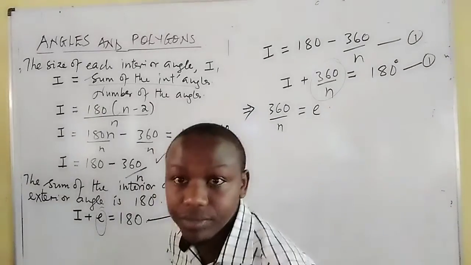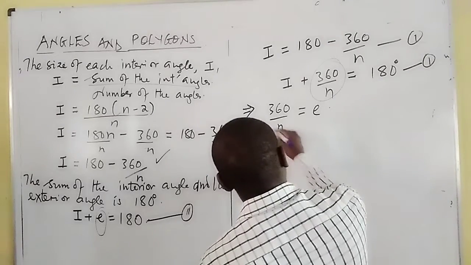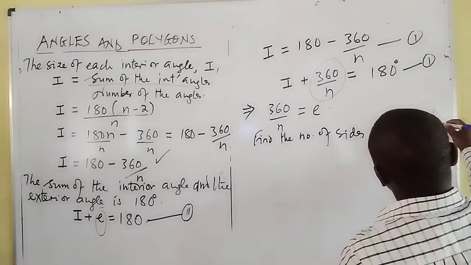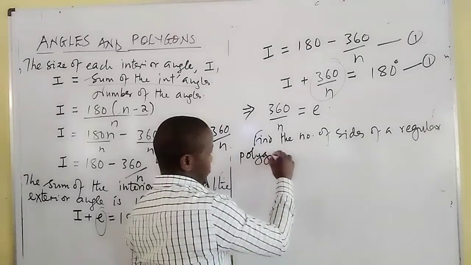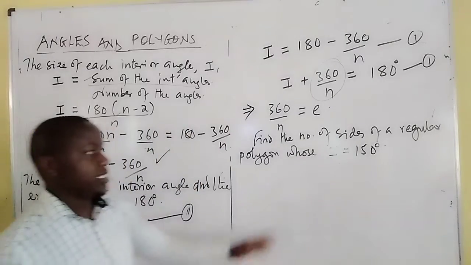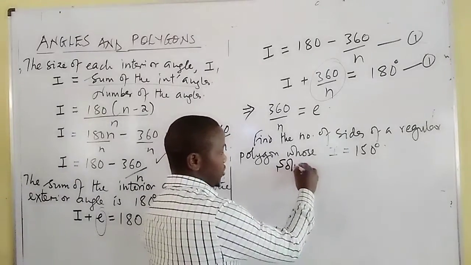Let me give an example for this. Find the number of sides of a regular polygon whose interior angle is 150 degrees. Solution to this.